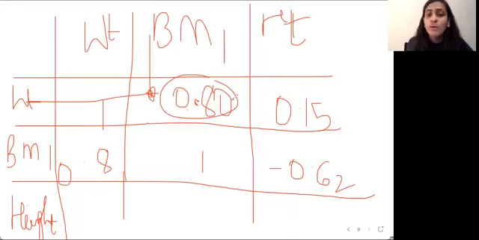So if it's a strong positive correlation, what is happening? What do you mean by strong positive correlation? If weight increases, BMI increases. If weight decreases, BMI decreases.